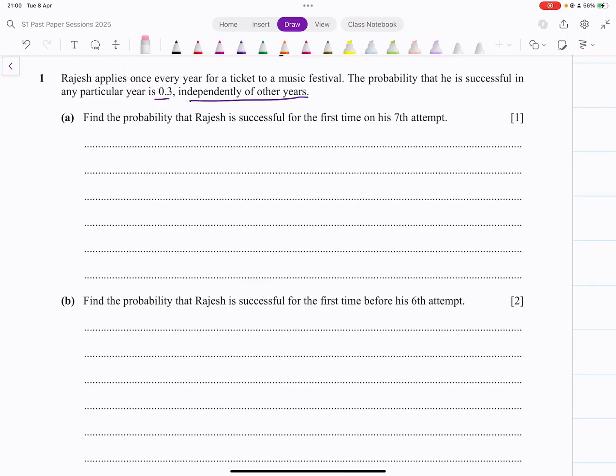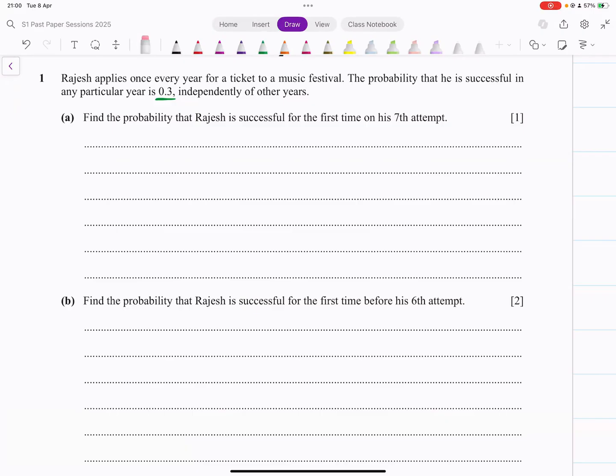So something is happening again and again, right? There's repetition. It's repeating. The probability that he's successful in any particular year is 0.3, and it's independent of other years. That means it remains the same every year, 0.3 every single year.